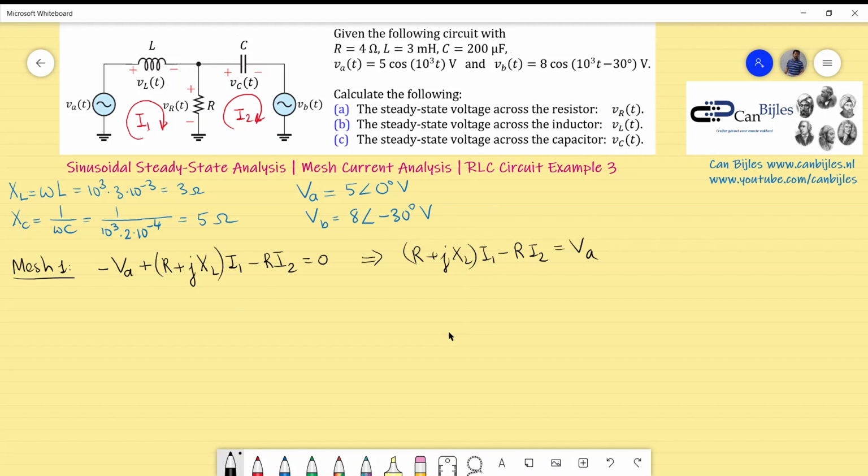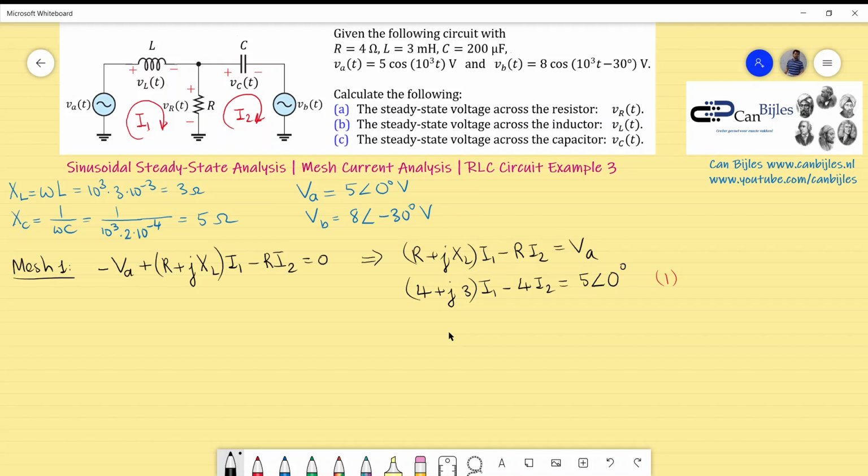So what do I have is the following: R was given as 4 plus j, XL was calculated as 3, so I will have this. And I1 minus 4 again for R, I2. And the value of VA is given in phasor notation, in polar representation it is 5 at the phase of 0 degrees. Okay, now this is actually our equation number 1.